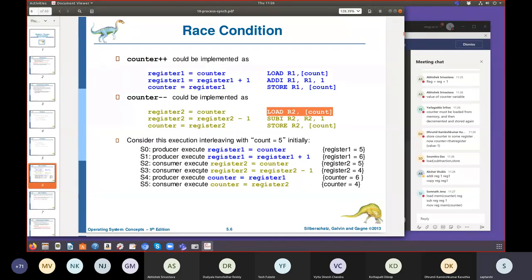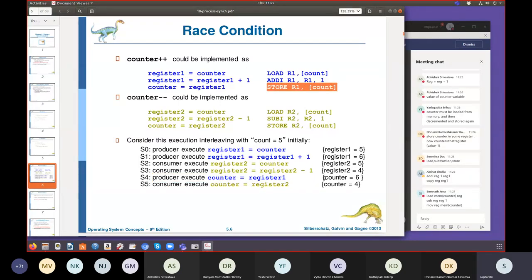So now let's say the consumer executes this sub instruction. So now what's the idea? Now the result is that in register 1, according to the producer, the value is 6 because it has incremented the value of count by 1. But for the consumer, the value in its register is 4 because it has decremented the value of the counter. So now let's say again there is a context switch and the producer executes this store instruction. Right, so this step, producer executes this step, which is analogous to this store instruction.